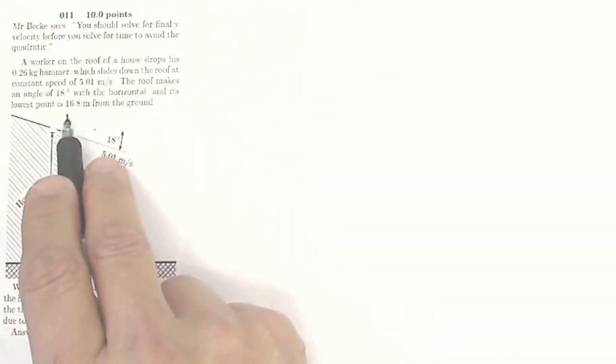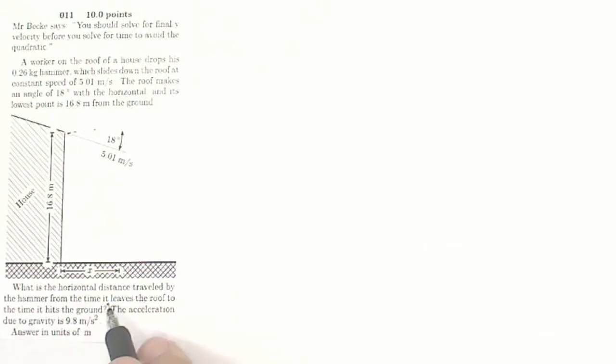and its lowest point is 16.8 meters from the ground. What is the horizontal distance traveled by the hammer from the time it leaves the roof to the time it hits the ground? The acceleration due to gravity is 9.8 meters per second squared.